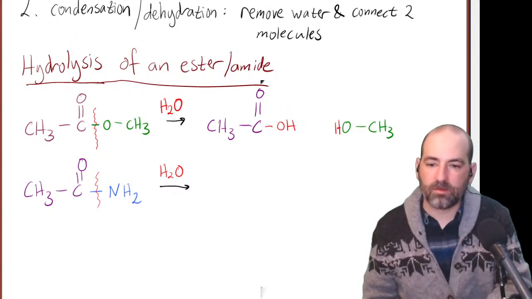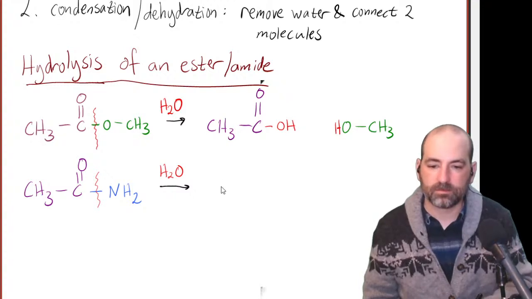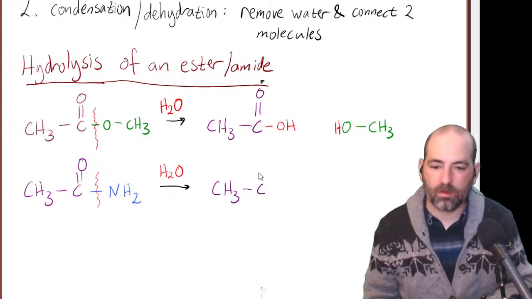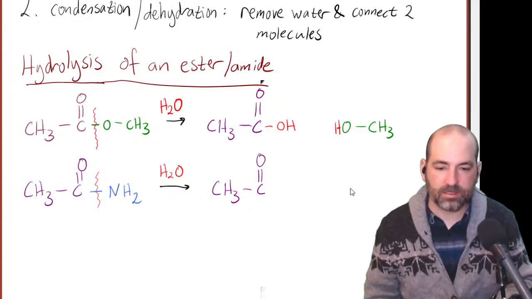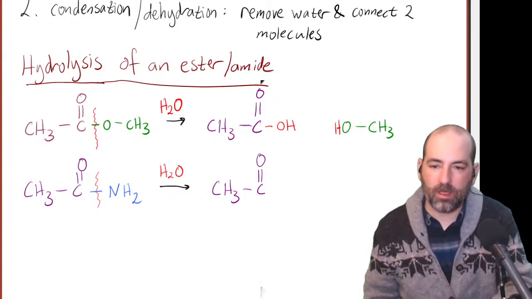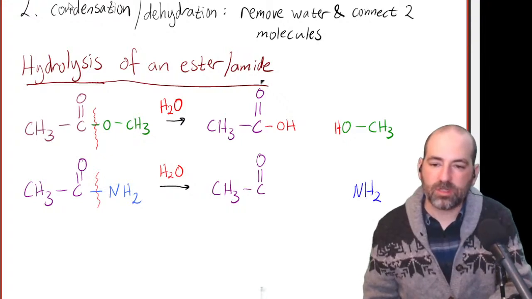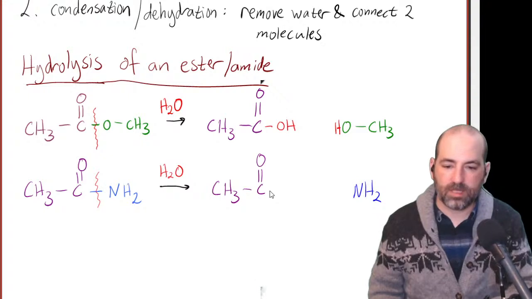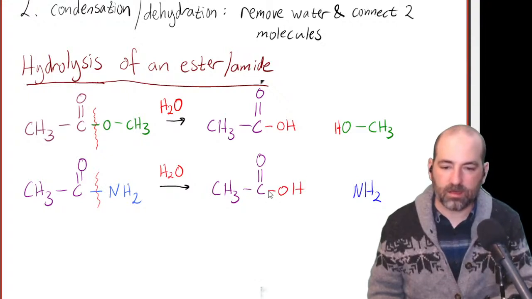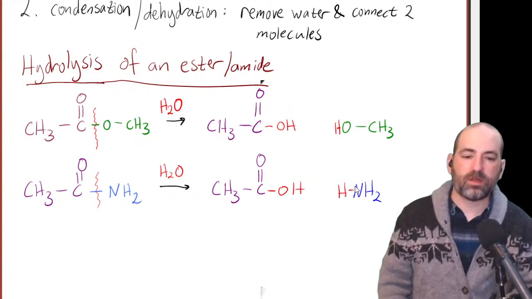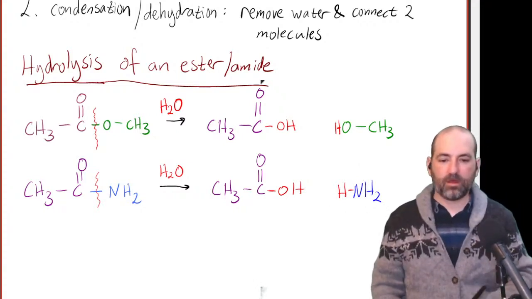Then with our new molecules, we've got this and NH2. So the H and the OH from the water are going to do the same thing here. So we're once again going to make acetic acid. And then the other H is going to attach to the nitrogen. So we're going to have NH3, which is ammonia in this case.